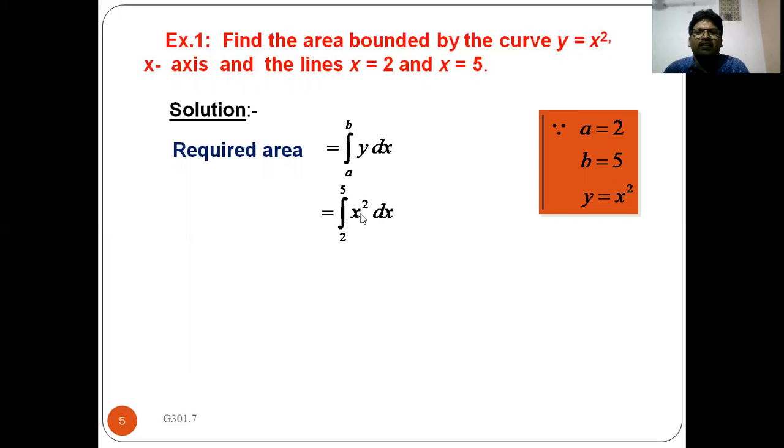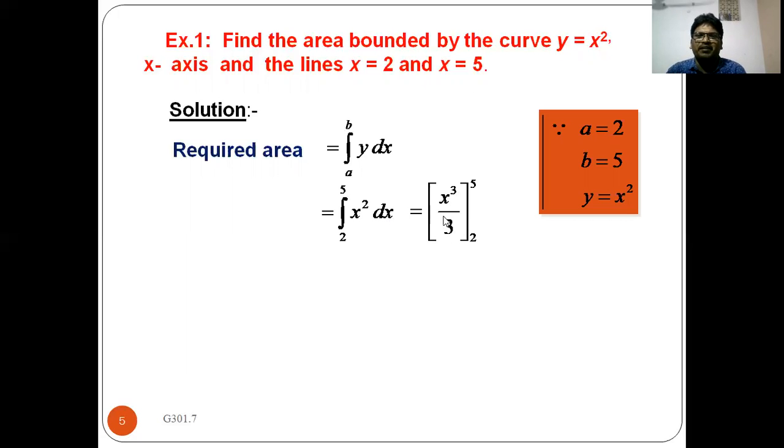Now the integration of x square is in the form of x to the power of n formula. You already know this formula, we discussed it in the first class. The integral of x to the power of n is x to the power of n plus 1 by n plus 1, plus c. Using that formula, solve the integral from 2 to 5 of x square dx. You will get x to the power of 2 plus 1 by 2 plus 1, that is x cube by 3.